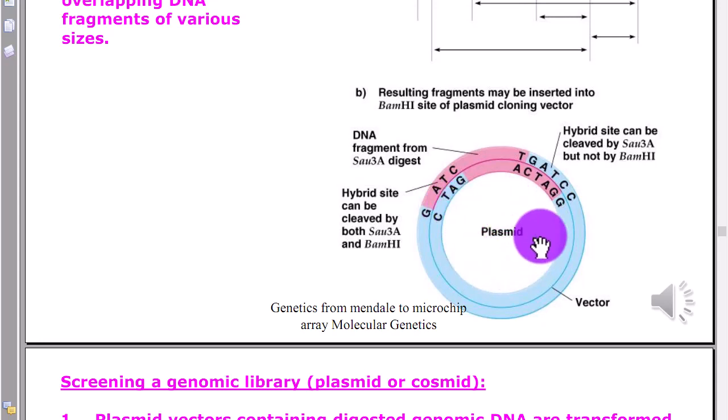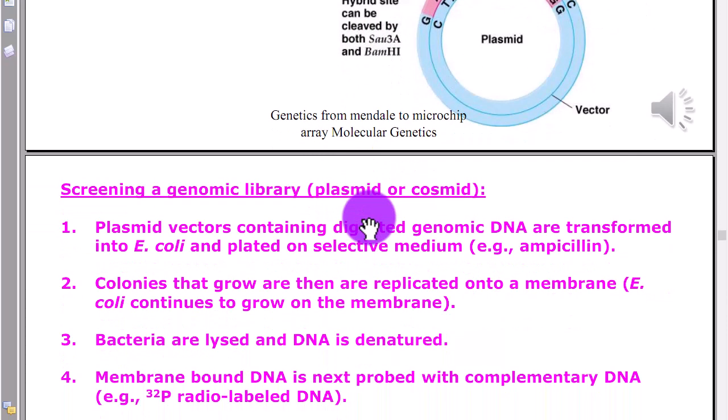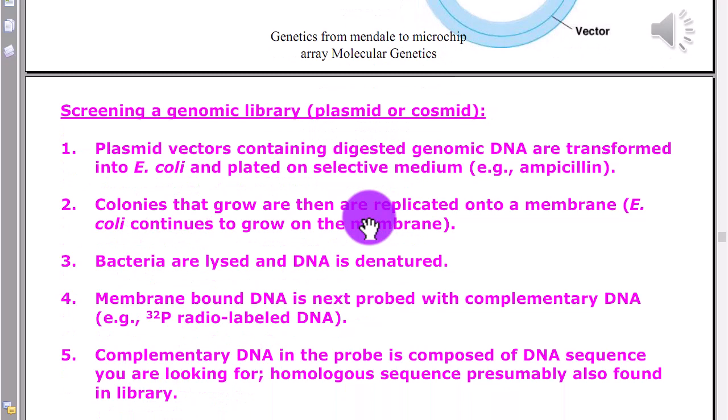The plasmid hybrid site can be cleaved by Sau3A but not by BamHI. A DNA fragment from the Sau3A digest hybrid site can be cleaved by both Sau3A and BamHI.